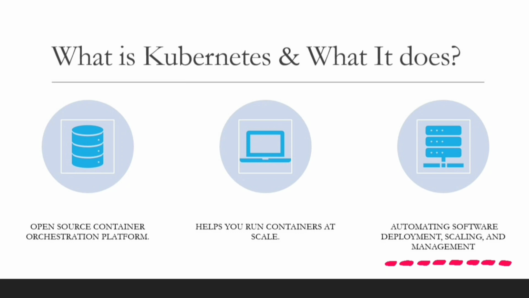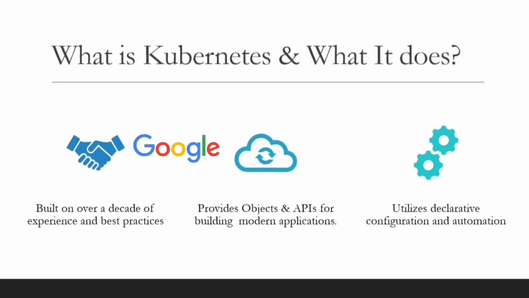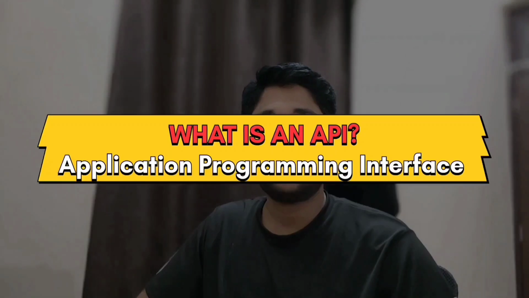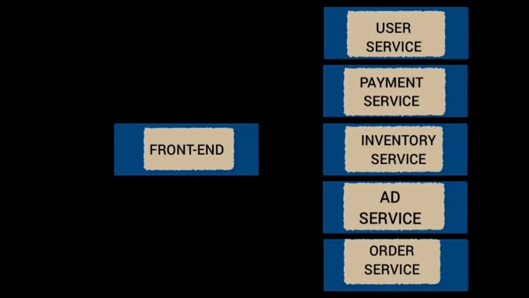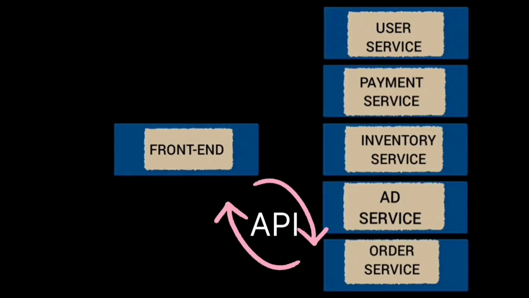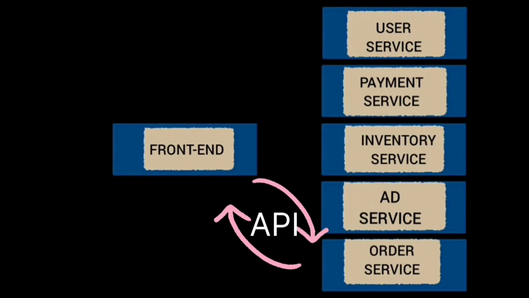It helps in automating software deployment, scaling and management, and how it is doing that we will learn soon. As we already know, Kubernetes is built on over a decade of experience and the best practices of Google and the Kubernetes community. It provides objects and APIs which are required for microservices based applications. If you are wondering what an API is, it is code that helps different software or even microservices to communicate and exchange data with each other. We will discuss it more when we learn about Kubernetes APIs.